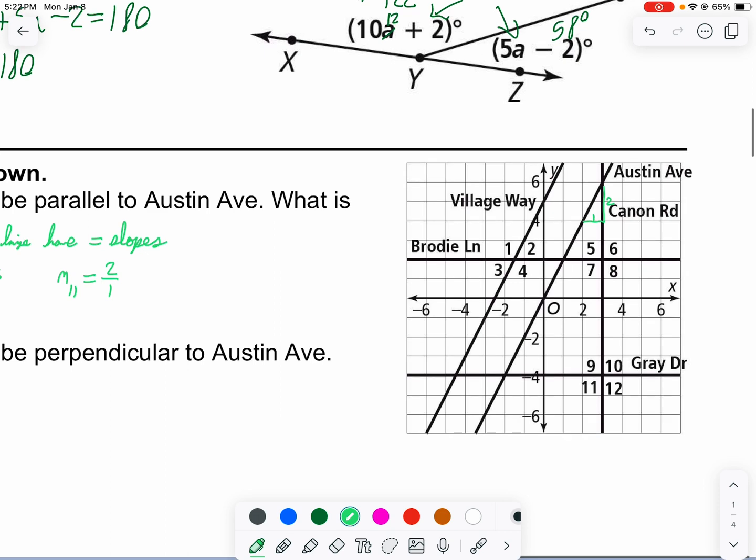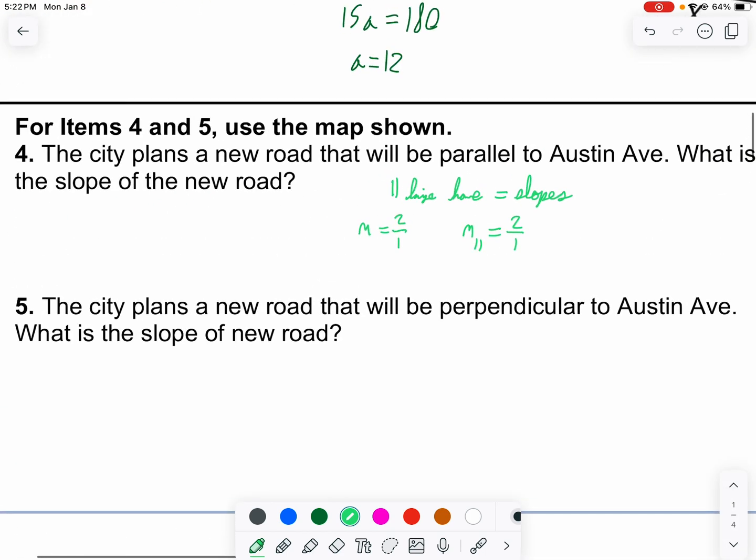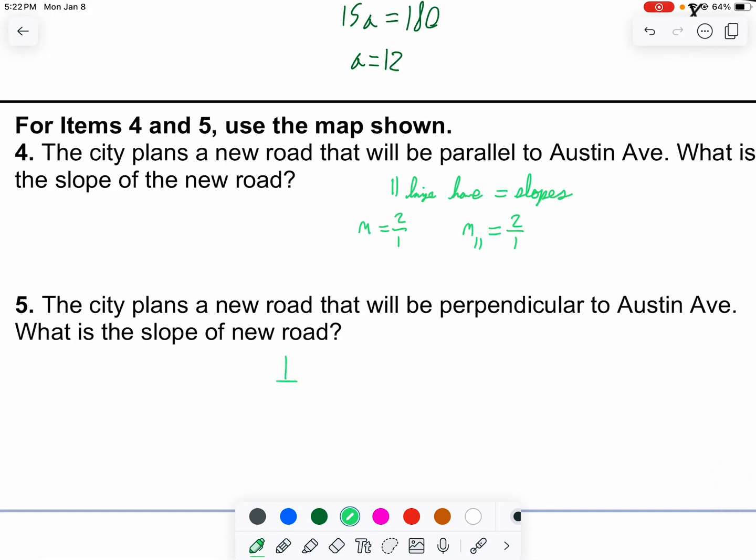Well, as Austin Avenue is going up, our perpendicular line is going to go down. And as its slope is 2 over 1, our perpendicular line is going to go down 1 and over 2. Notice how they follow that same pattern. It turns out that perpendicular lines have opposite reciprocal slopes.